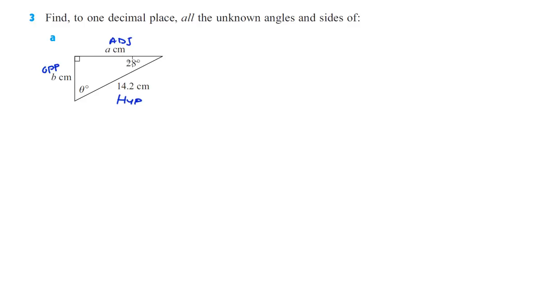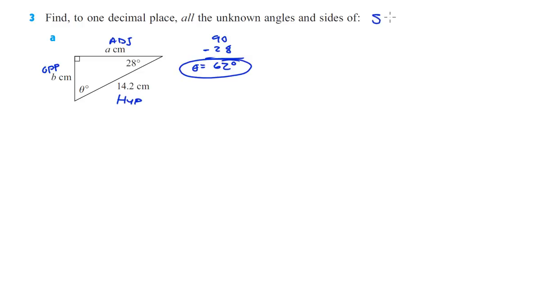We know that all three of these angles always have to add up to 180. That's already 90 degrees, so I know that these two have to add up to 90. So if we do 90 minus 28, that gives us, what, 62 degrees. So theta is 62 degrees. That's this one here. And then now we can work on finding the sides. So let's find A. If we're talking about A, we know the hypotenuse and we're looking for the adjacent.